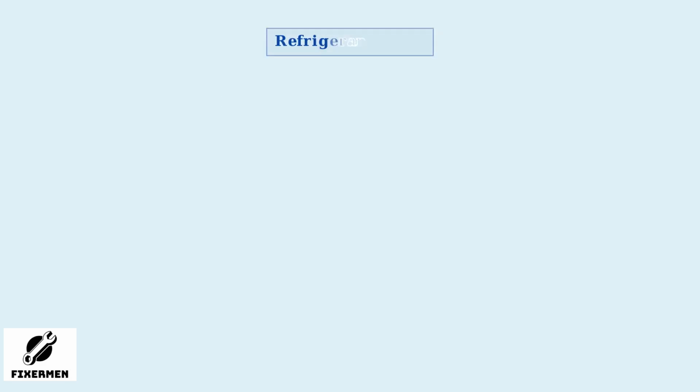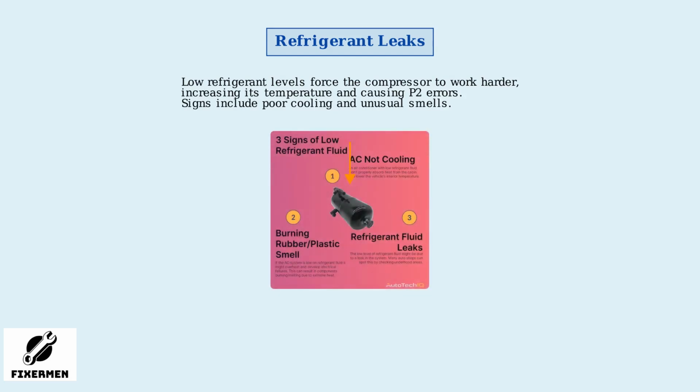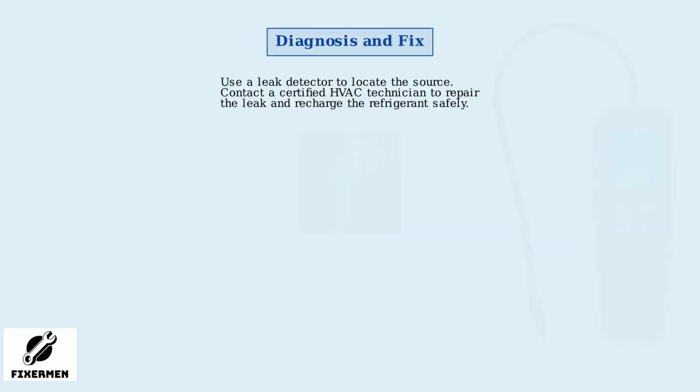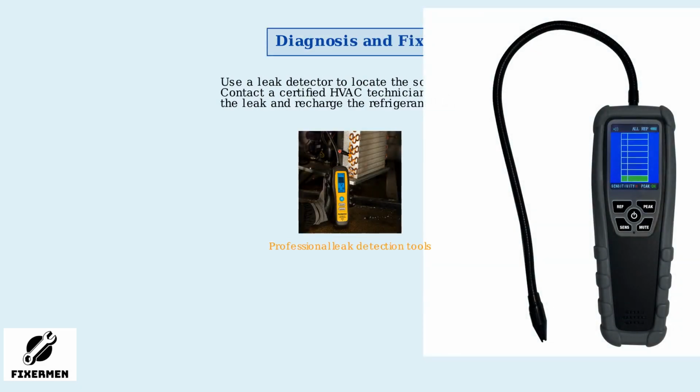Refrigerant leaks reduce system efficiency, making the compressor overheat. Common signs of low refrigerant include the AC not cooling properly, a burning smell from overheated components, and visible leaks. To diagnose leaks, use specialized detectors that sense refrigerant gases. Always have a certified technician handle repairs and recharging, as refrigerant handling requires proper equipment and certification to ensure safety and system integrity.